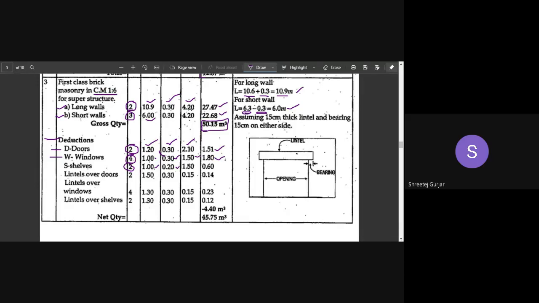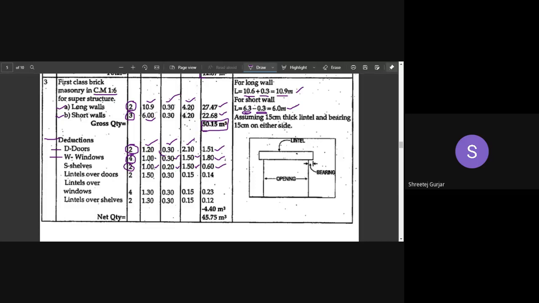So I will take 0.2 meter thickness for my shelf, and the height that they have mentioned is 1.5 meter. Multiplying 2 into length, breadth and depth, what I get is 0.6 meter cube as the deduction for shelves.